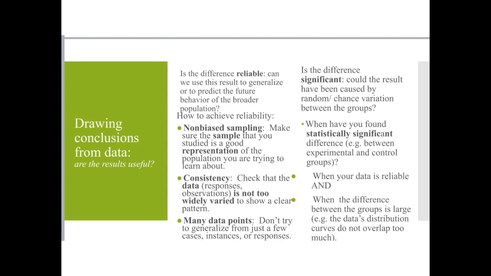The second piece of this is looking at whether or not the difference is significant. If you take AP Stats, or if you ever hear anybody say this is statistically relevant, the difference is statistically significant, that means that the correlation is strong enough to be considered causation. Could the result have been caused by random chance? When something is statistically significant, our data is reliable and the difference between the groups is large. It's not just a potential hypothetical relationship between these events or what have you.